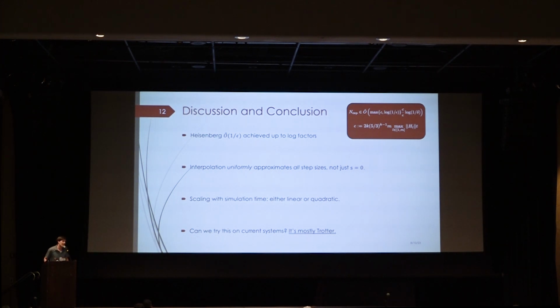And I guess I'll finish by suggesting that maybe this is something that we can try in the near term, because really we're talking about doing Trotter simulations and doing some relatively minor classical processing. So maybe this is something that would help us mitigate algorithmic errors.